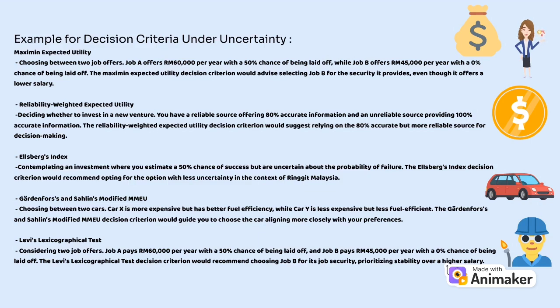4. Gardenfors and Sahlin's modified MMEU. If you are choosing between 2 cars, car X is more expensive but has better fuel efficiency, while car Y is less expensive but less fuel efficient, the modified MMEU decision criterion would guide you to choose the car that aligns more closely with your preferences. 5. Levi's lexicographical test. If you are considering 2 job offers, job A pays RM60,000 per year with a 50% chance of being laid off, and job B pays RM45,000 per year with a 0% chance of being laid off, the Levi's lexicographical test decision criterion would recommend choosing job B for its job security, prioritizing stability over a higher salary.